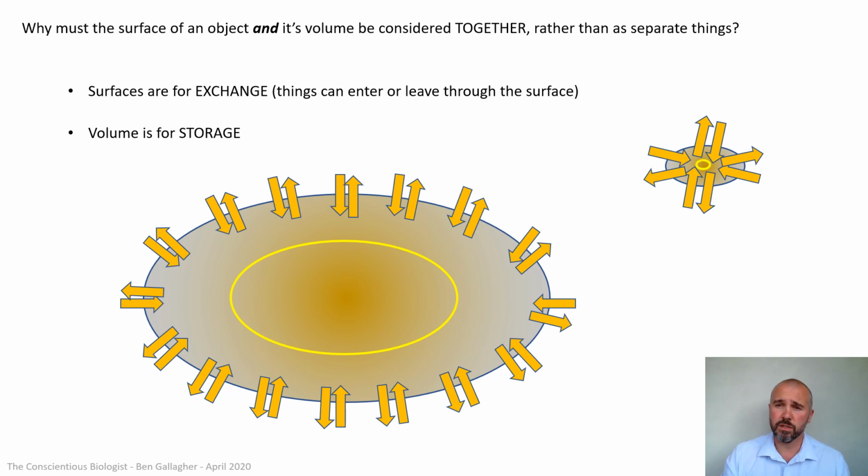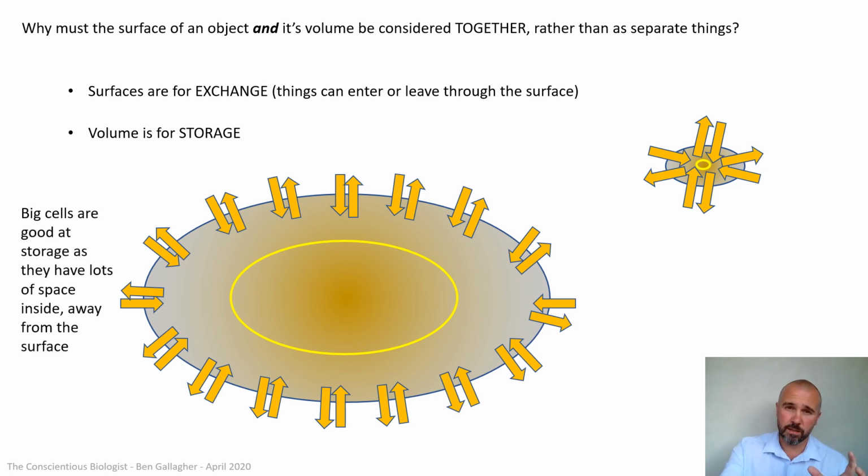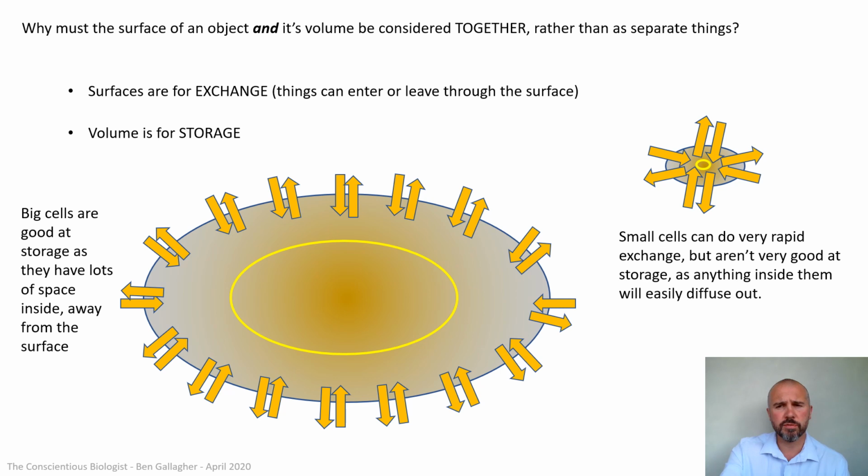Okay, but that cell doesn't have a lot of space inside it. If I draw a little yellow circle on there, look, it doesn't have a lot of space inside it for storage. So what we're effectively saying here is that the big cells, or big objects, this can apply to lots of things, are good at storage as they have lots of space inside away from the surface. So the bigger it is, the better it is at storing because it's got space away from the surface. Small cells can do very rapid exchange, but they aren't very good at storage, as anything inside them will easily diffuse out because it's all close to the surface. You can't get away from that surface if the object is very, very small.